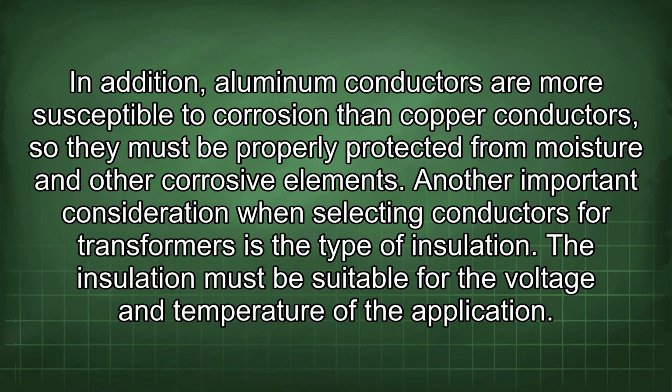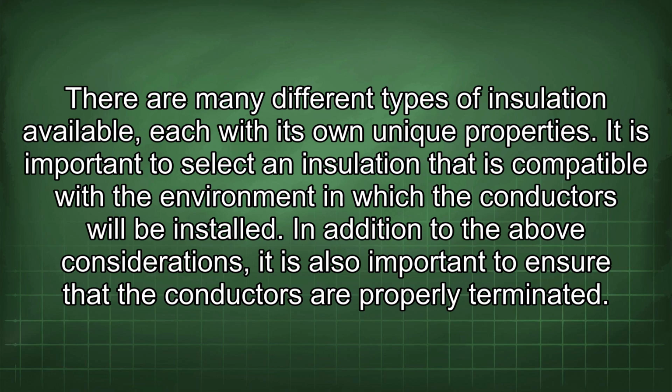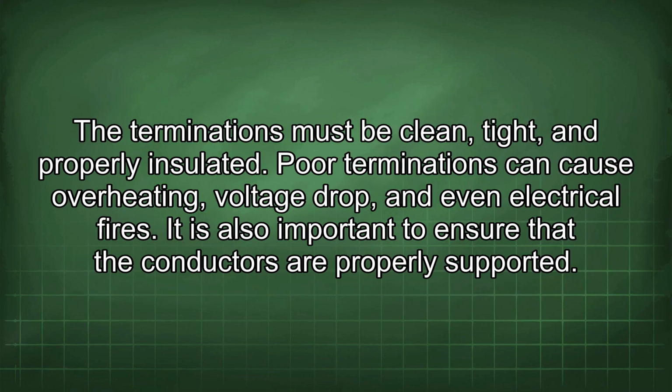Another important consideration when selecting conductors for transformers is the type of insulation. The insulation must be suitable for the voltage and temperature of the application. There are many different types of insulation available, each with its own unique properties. It is important to select an insulation that is compatible with the environment in which the conductors will be installed. In addition to the above considerations, it is also important to ensure that the conductors are properly terminated. The terminations must be clean, tight, and properly insulated. Poor terminations can cause overheating, voltage drop, and even electrical fires.